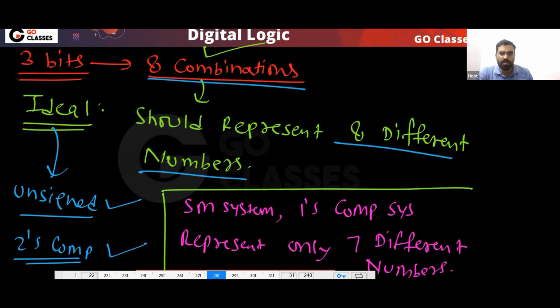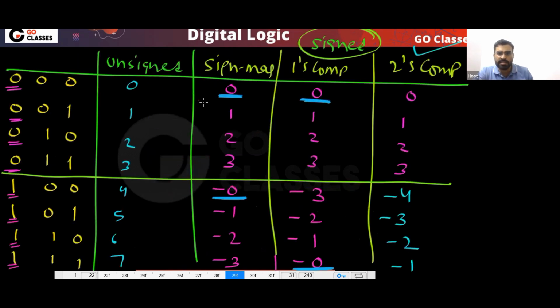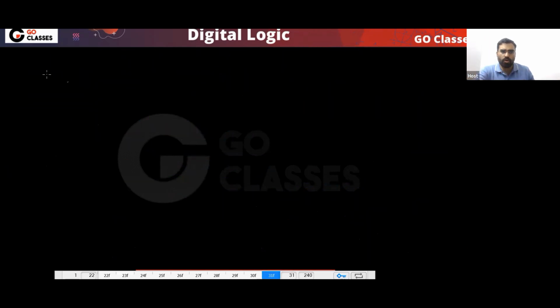And what is the reason for that? The reason is that 2 combinations are used for 0. 2 combinations are gone because of 0. So this is a note. I can say that in 1's complement and sign magnitude, you can notice this.